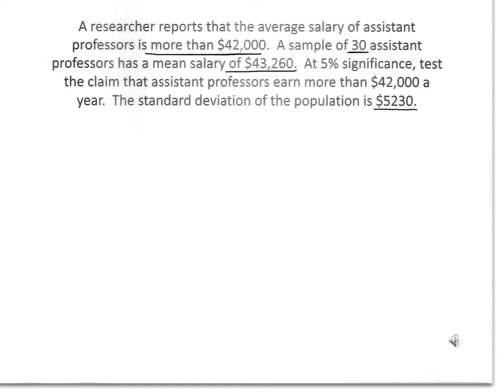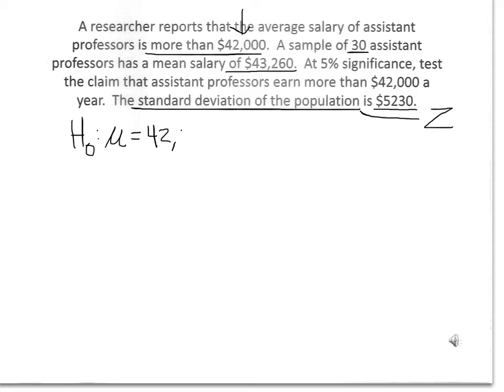So because we're dealing with the standard deviation of the population, we know that this is going to end up being a z-test. Well, the first thing we're going to do is state our null hypothesis, which is always going to be mu equals. In this case, they're basing everything off of this number here, the 42,000. So that's going to be mu is equal to 42,000.